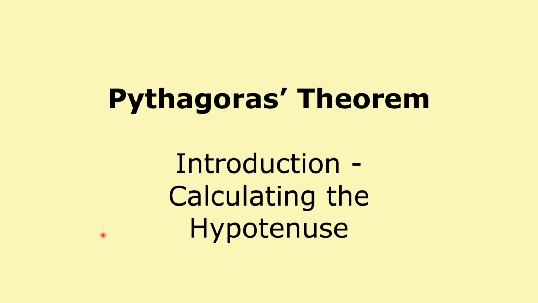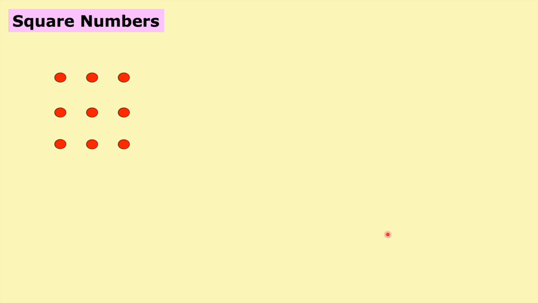So today we're going to begin Pythagoras' theorem, and this lesson is going to be an introduction and also moving on to calculating the hypotenuse, and you're going to learn what the hypotenuse is later on in the slides. So first, before we get started, we need to know what square numbers are and how to square numbers and also finding square roots in order to use Pythagoras' theorem.